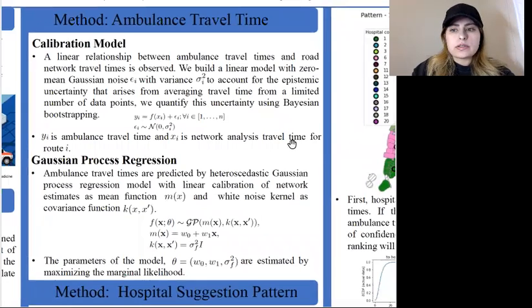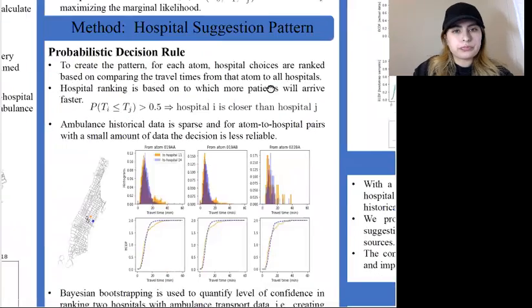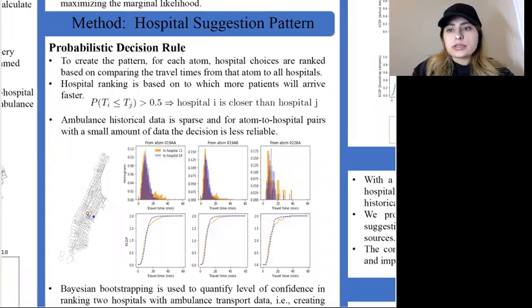To do so, we construct a linear model between network and ambulance average travel times, and using Gaussian process regression, we calibrate the network analysis travel times. In the next step, to create the pattern, we use a probabilistic decision rule to determine closer hospital. Basically, we rank the hospitals based on to which more patients will arrive faster.